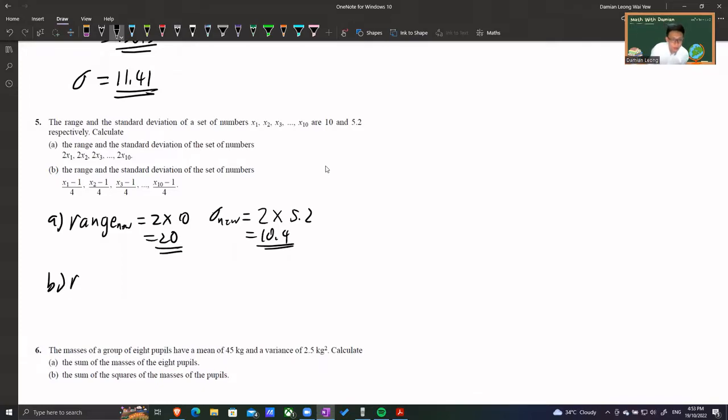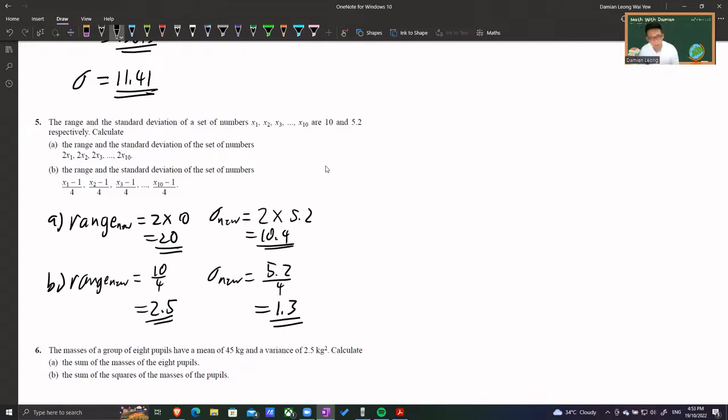So only the divide by 4 will affect it. So the new range will be the old range divided by 4, 2.5. And the new standard deviation will be the old standard deviation divided by 4, 1.3. Just like that. Okay, that's what happens when you change each of the values inside your set of numbers.